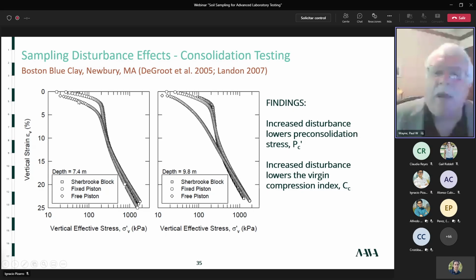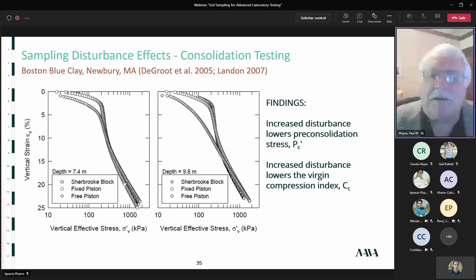What happens in consolidation testing is poor quality samples tend to cause disturbance that lowers the apparent pre-consolidation stress. So that's not going to be good. I mean, if you're trying to do a settlement analysis of an embankment on clay or a footing settlement calculation, you're going to be off in your evaluation because you have a poor quality sample. So that's why you want to get high quality samples.